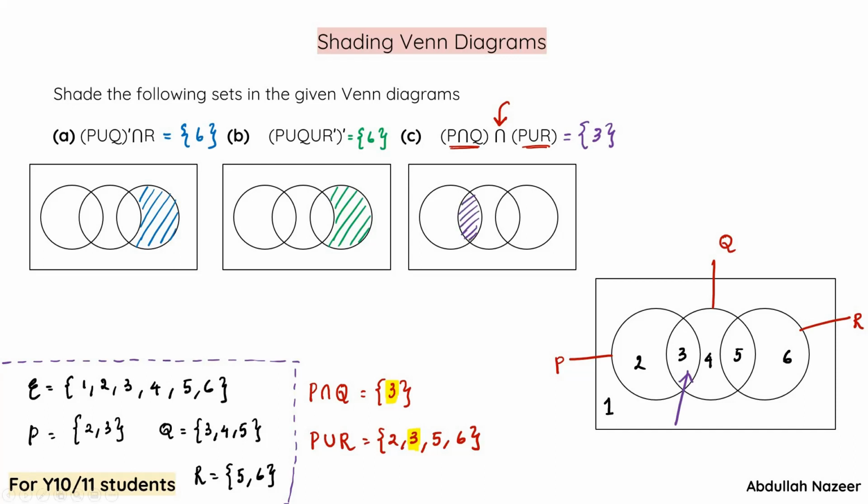So that's how you do numbering method with 3 sets. Hope you enjoyed it and hope you found it useful.